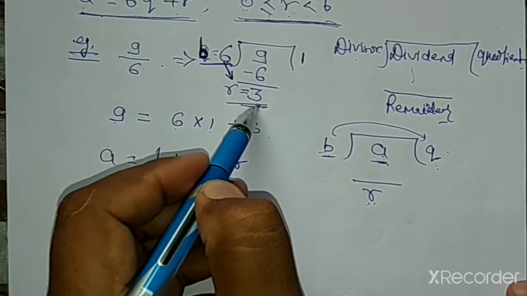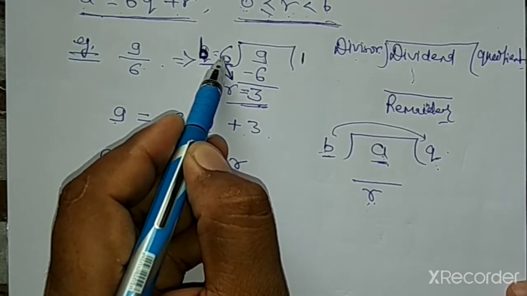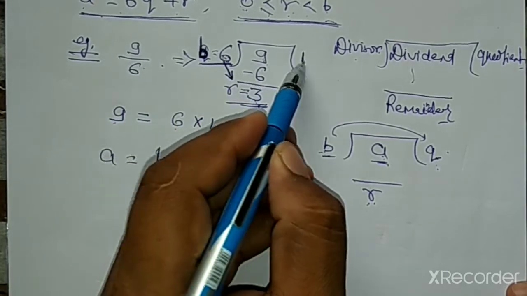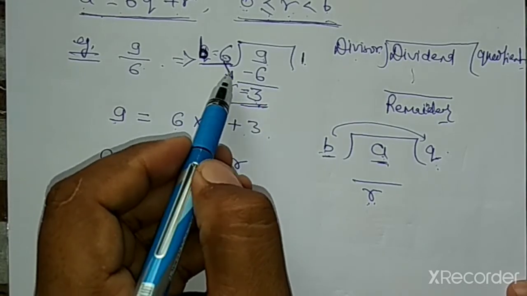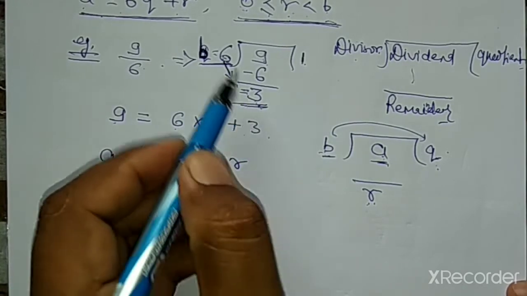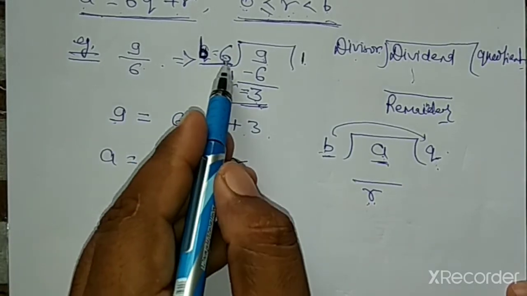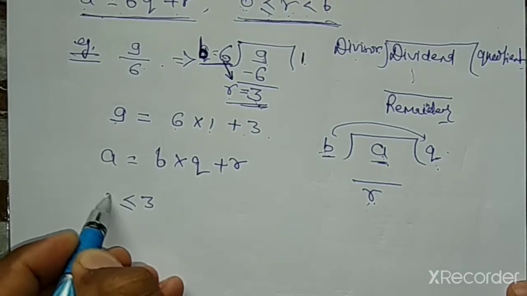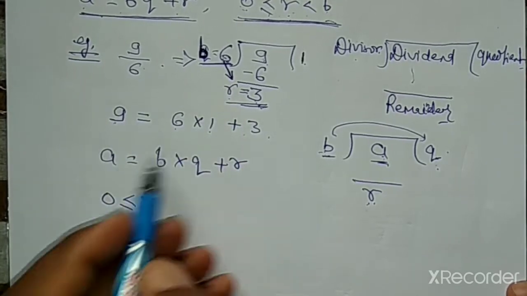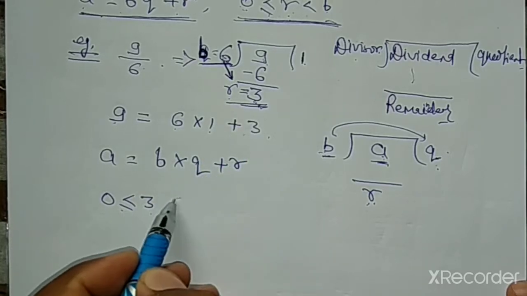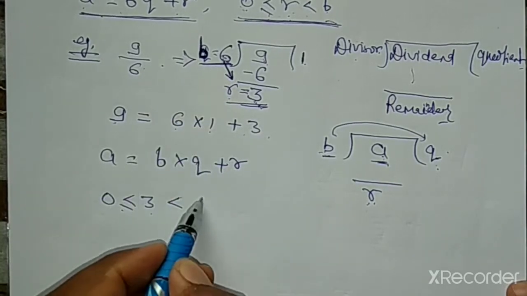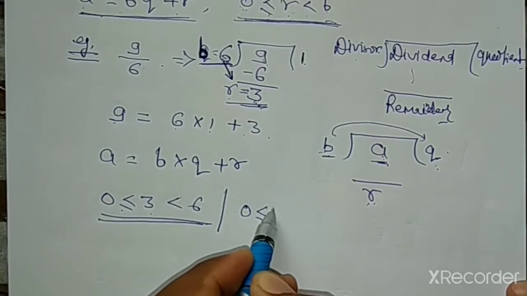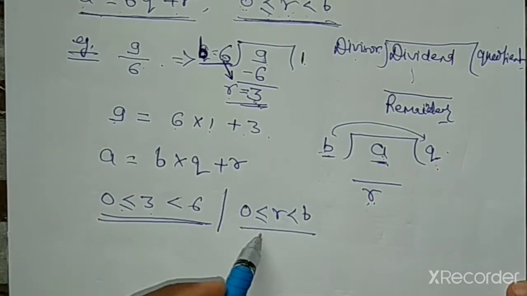This r is always less than b. Obviously, 3 is always less than 6. If it were 6, then we would divide again one more time. So the remainder is always less than 6. Also 3 is greater than 0 but less than 6, so 0 ≤ r < b, and that statement is true here.